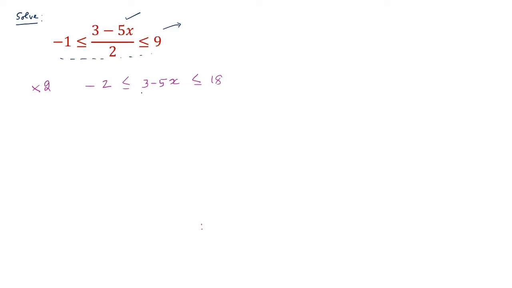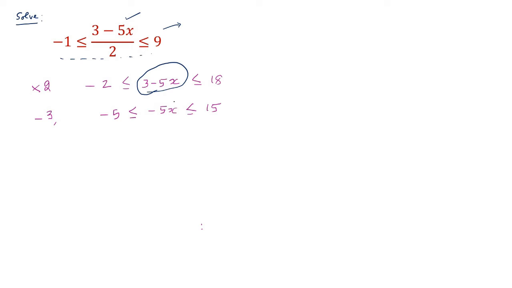So what we can do is subtract 3 from each part, or add minus 3 to each part of the whole inequality. When you subtract 3 from here, it becomes minus 5. Subtract 3 from here, it becomes minus 5x. Subtract 3 from here, 18 minus 3 will become 15.